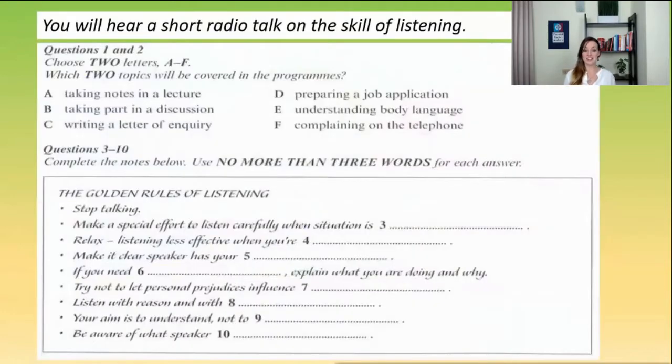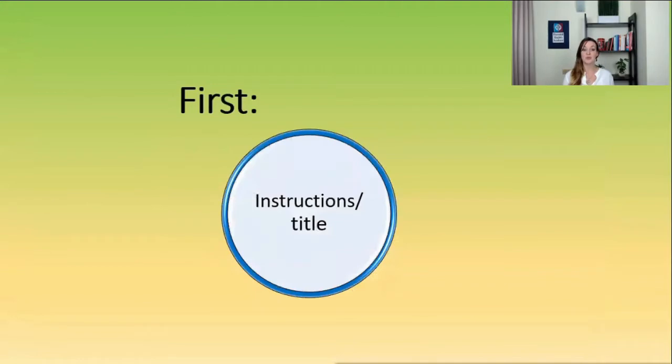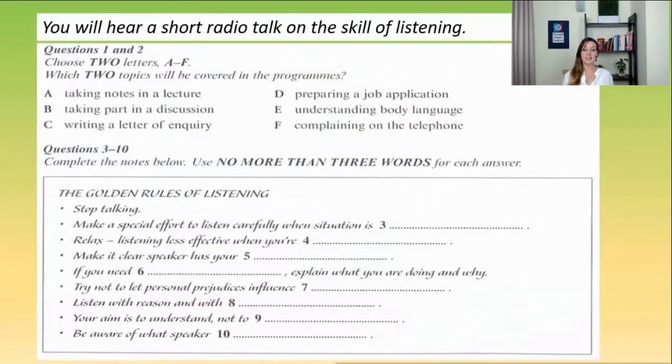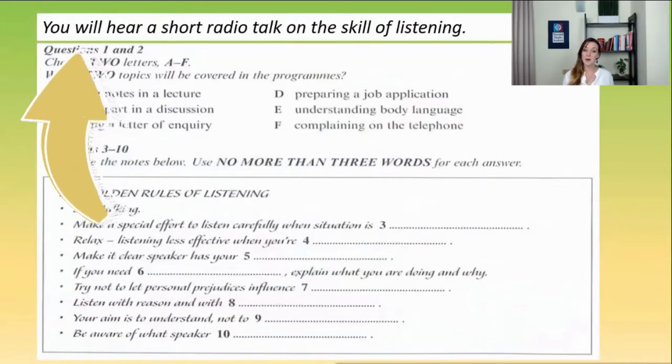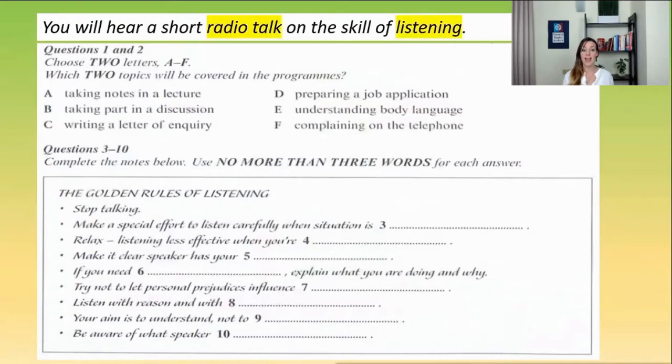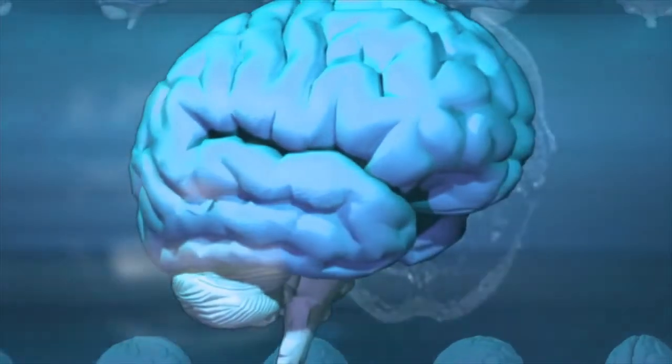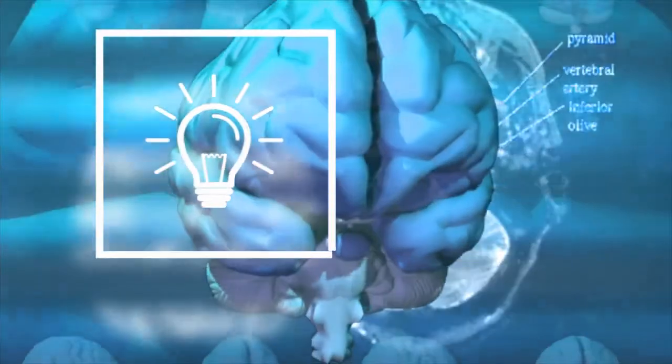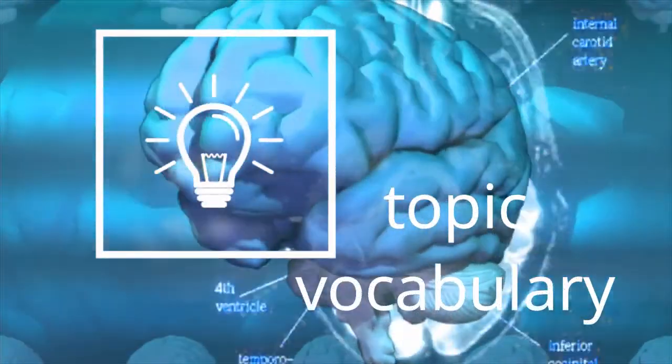Now let's have a look at the listening. So here we've got our listening questions, and the first thing we need to look at are the instructions or the title. In the listening questions, we can see we have instructions, and the key words to take out of this instruction are radio talk and listening. So the words radio talk and listening help us to think about the topic. At this stage, our brain starts to engage the topic and think about the vocabulary needed.